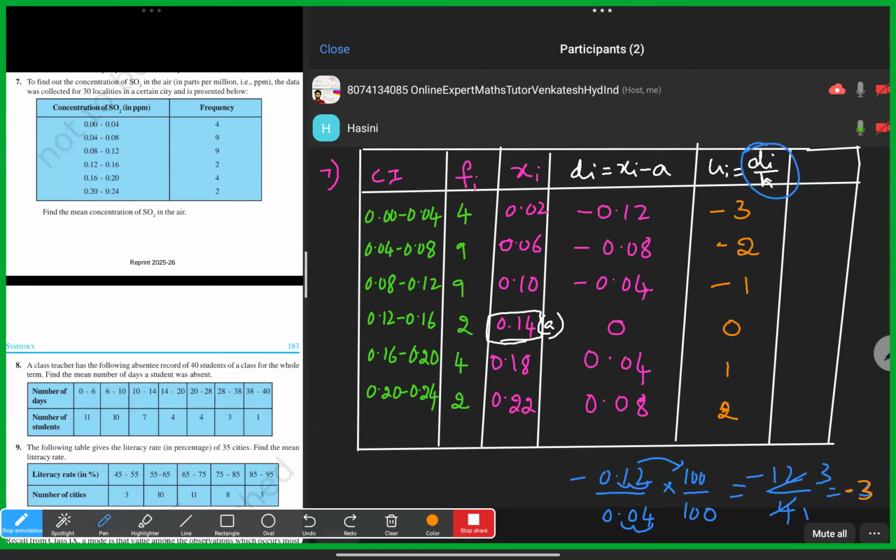Now finally the fi ui column. So once you quickly multiply it: minus 12, minus 18, minus 9, 2 into 0 is 0, 4 into 1 is 4, 2 into 2 is 4. Yes, that is correct.